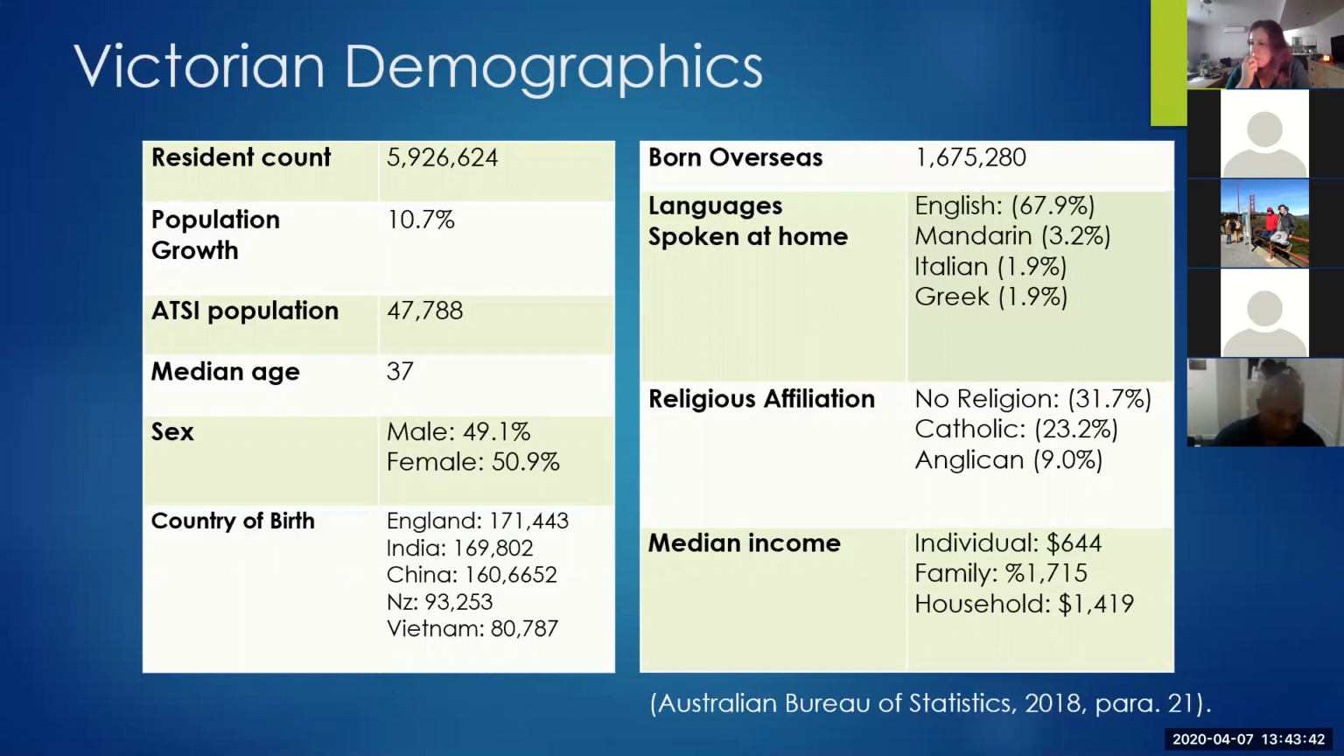Of course, English is the most spoken language. However, that's followed by Mandarin and Italian and Greek. About 31% don't have any religious affiliation, followed by Catholics and Anglican. And the median family income is about $1,715.